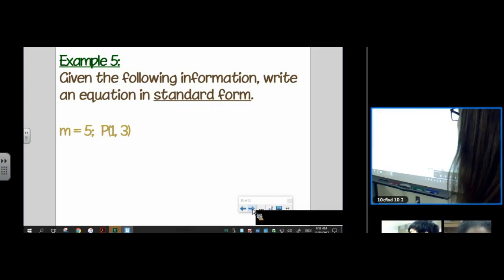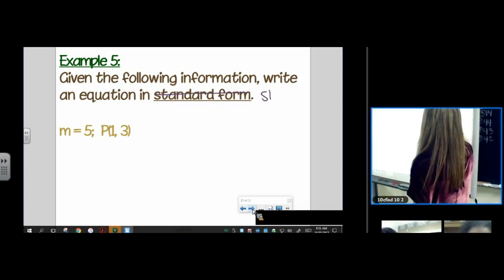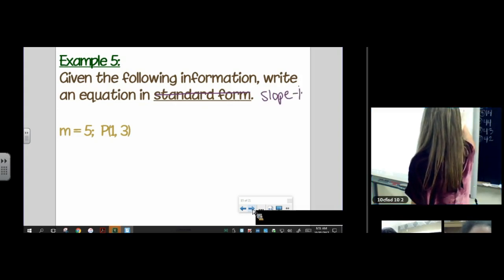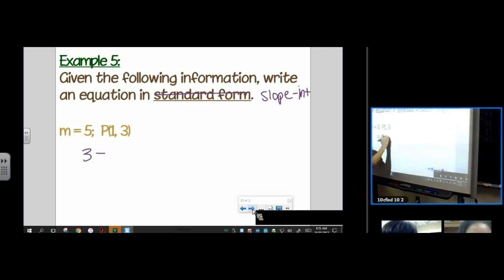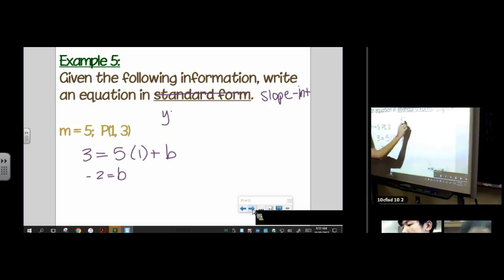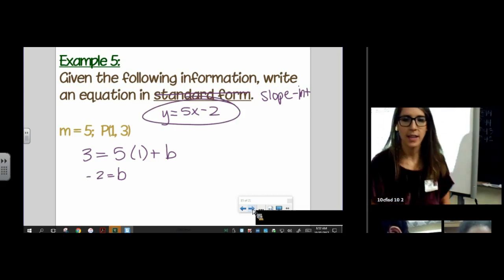Alrighty, given the following information, write an equation in standard form. If I see that on my homework, I'm going to cross it out because I know it means write it in slope-intercept form. Y equals mx plus b. Subtract 5 from both sides. B equals -2. Y equals 5x minus 2. Easy.